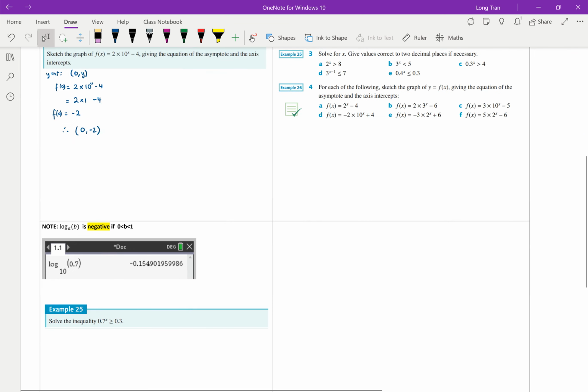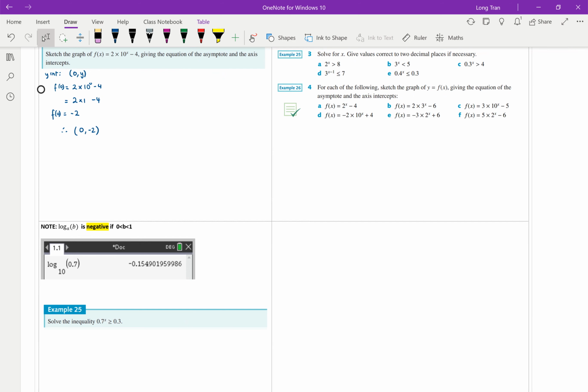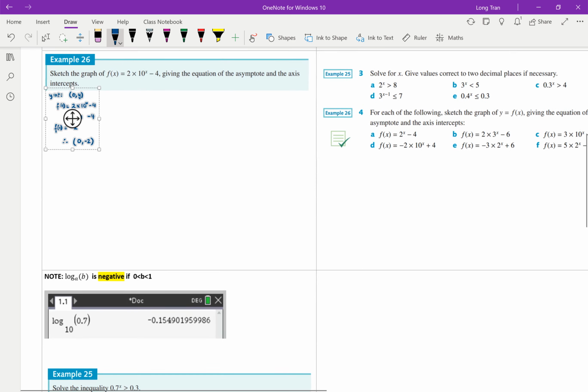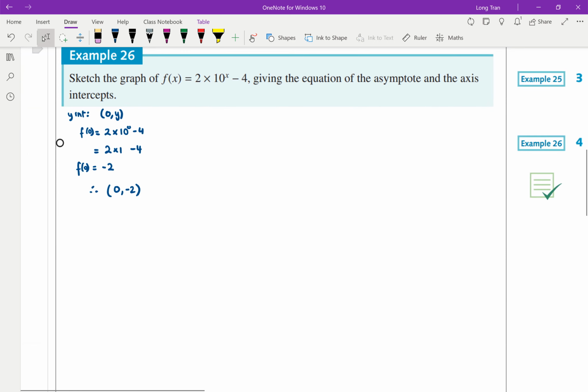I'm just thinking whether I can get more space. No, maybe I'll just make it a bit smaller. Here we go. Good. And then now we're going to do the x-intercept. So let's find the x-intercept. I'm just going to do this to make it look more prominent.